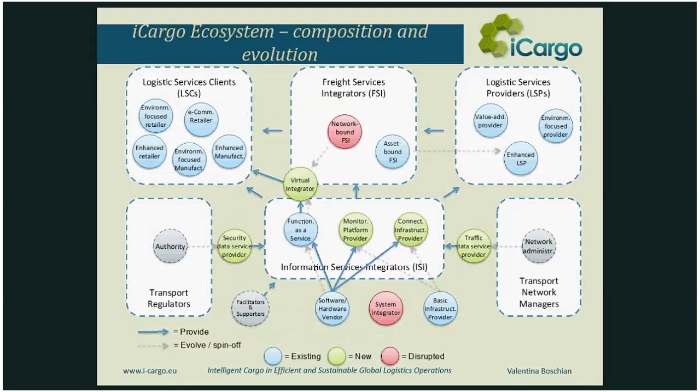For example, the blue circles indicate pre-existing models that may grow or also shrink in the iCargo ecosystem, while the green circles indicate new models made possible by the iCargo implementation. And finally, the red circle indicates models that would be disrupted by iCargo. We have also represented some arrows. Solid arrows represent provision of products or services from one role to another, whereas dashed arrows represent evolution from one business model, so from one circle, to another.